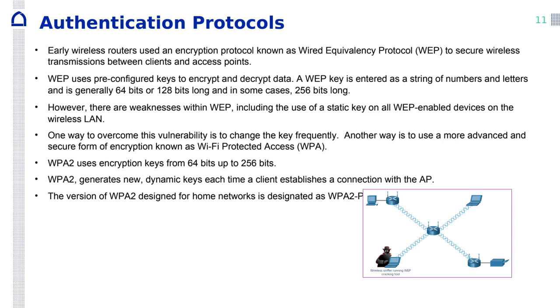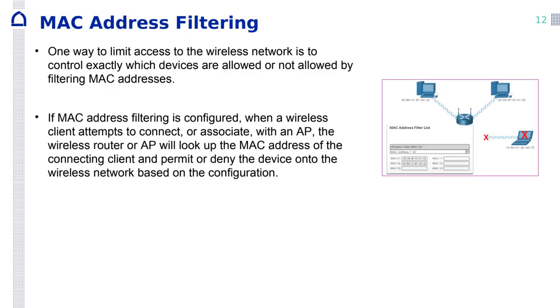Another way is to use a more advanced and secure form of encryption such as WPA. WPA is more secure, and even WPA2 uses 256 bits and creates dynamic keys. So the keys keep changing. The version of WPA designed for home networks uses WPA2 PSK, the one that we just used in our lab 10. Any questions on this chapter?